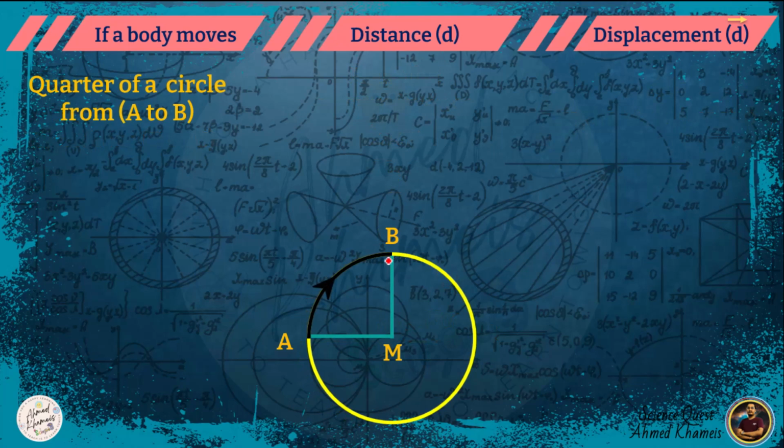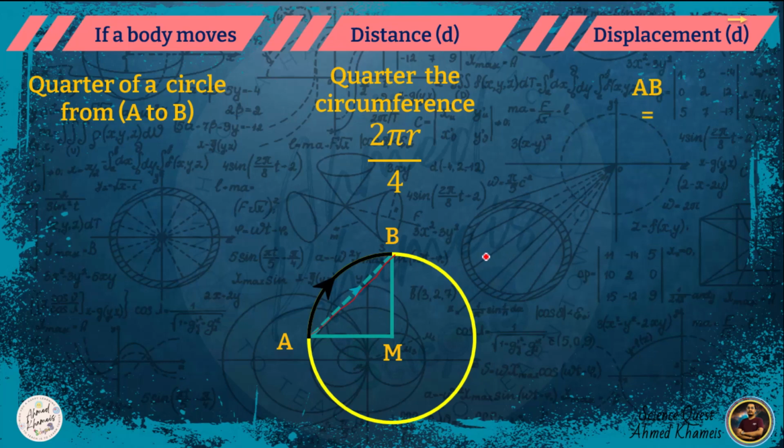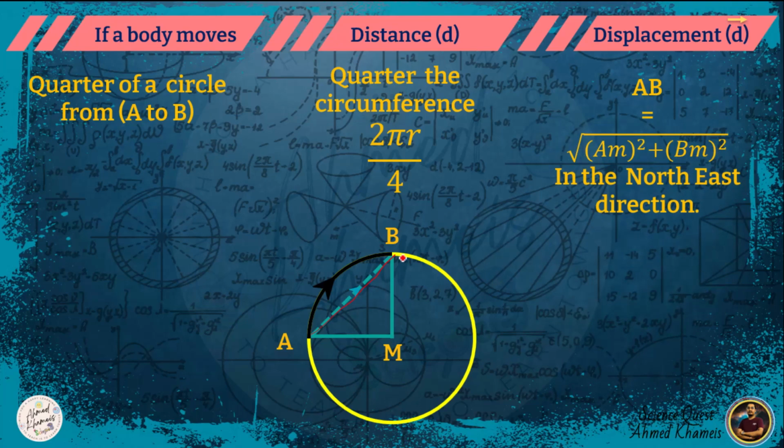If the body moves a quarter circle from A to B, the distance will be a quarter of the circumference, and the displacement is the straight line from starting point to end point, the straight line from A to B. Again, we have a triangle, so we use the Pythagoras theorem, so the length of AB will equal the root of AM squared plus BM squared, in the northeast direction. And both AM and MB are the radius of the circle.